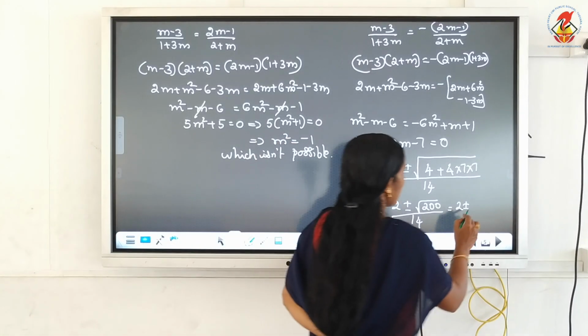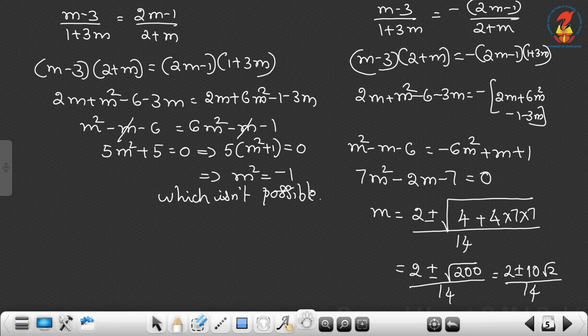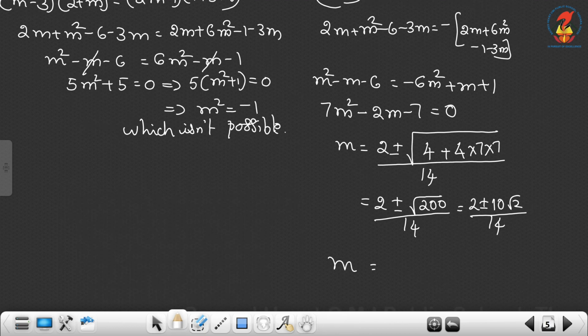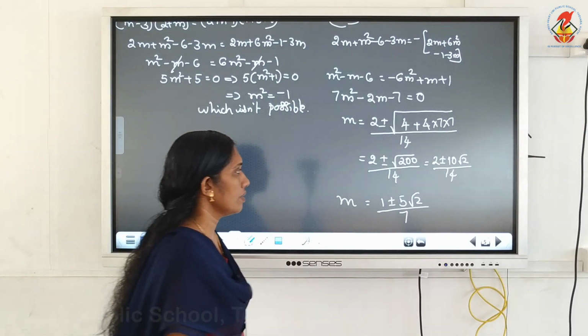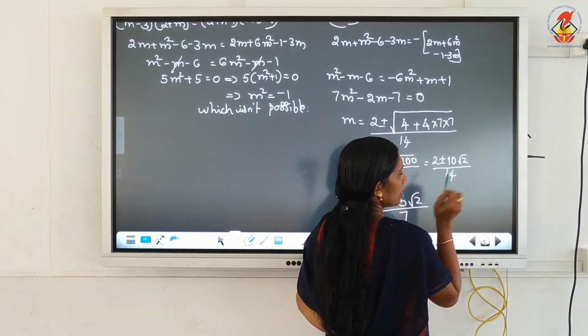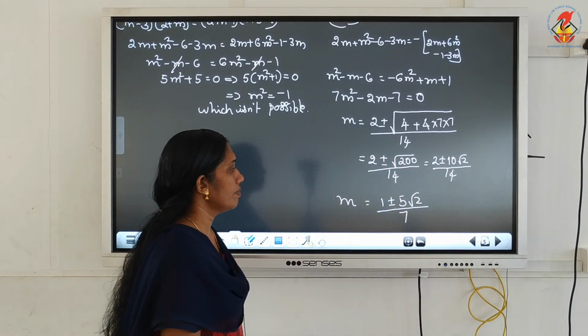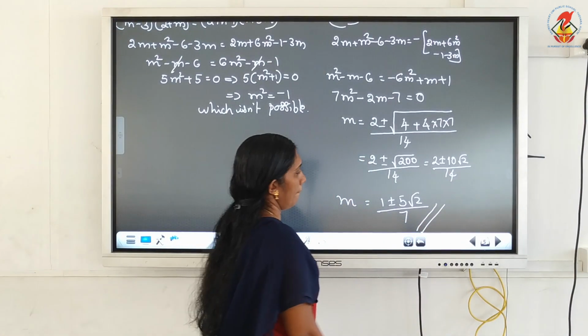Square root of 100 is 10, so 10 root 2 by 14. We can cancel by 2. So what is m? 1 plus or minus 5 root 2 by 7. 2 you have to take outside and cancel. Okay, don't cancel 2 and 14, that is wrong. Take 2 outside, then cancel. So this is the value of m. The question is find the value of m.